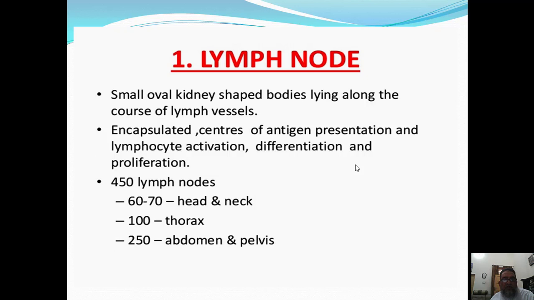Total body roughly about 450 lymph nodes are present. 60 to 40 in the head and neck region, 100 approximately in the thorax and 250 in the abdomen and pelvis. This is the rough estimate of the exact amount of lymph nodes.